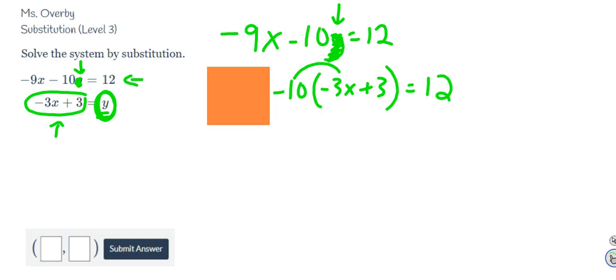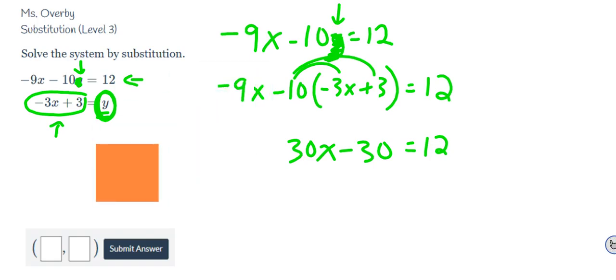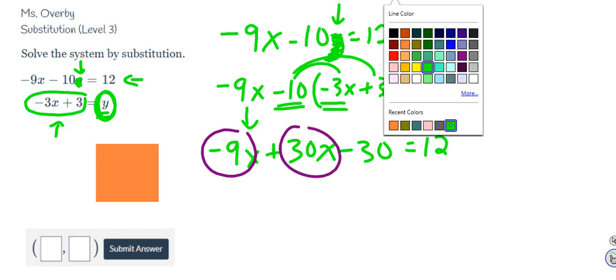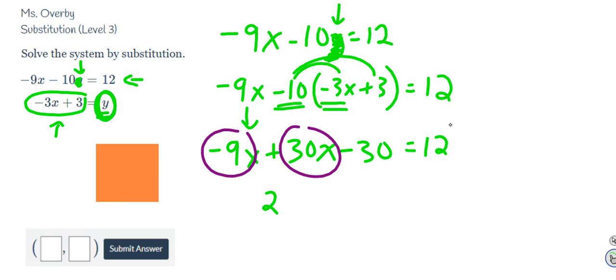-10 times -3 is 30, so we have 30x. -10 times 3 is -30. Bring down the equal, bring down the 12, and then say, well, actually, the -9x is there. And so what that means is we bring it down. Now, so bring the -9x. Now, what goes in between these? Well, -10 times -3, that's a positive 30. All right, and now all we have left, right, we're going to add our like terms, right? So we're going to go ahead and say -9 plus 30, that's 21x.